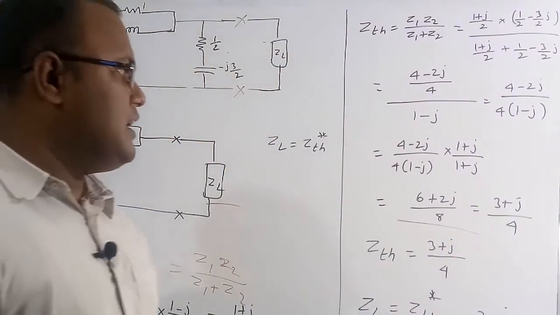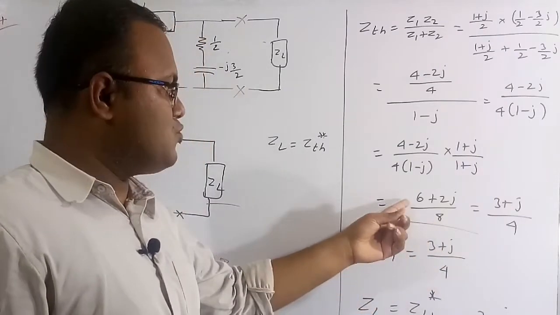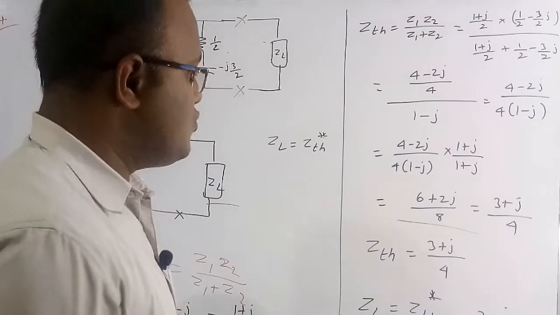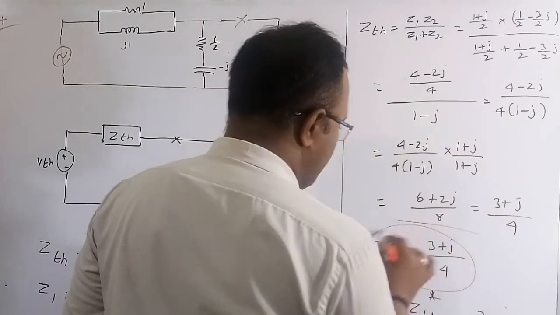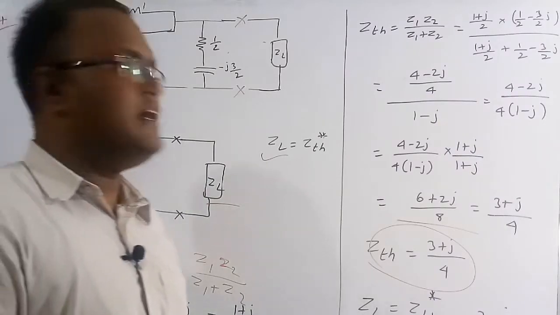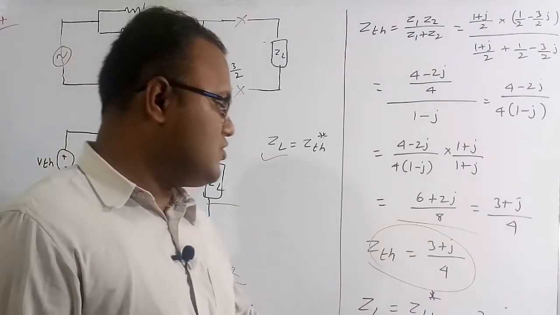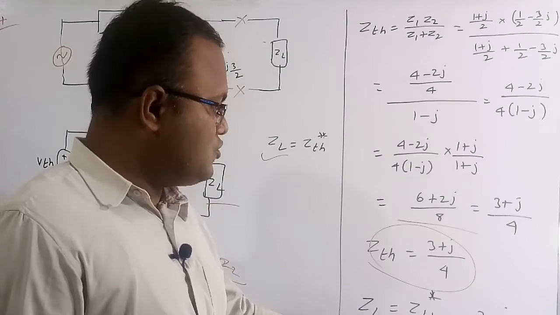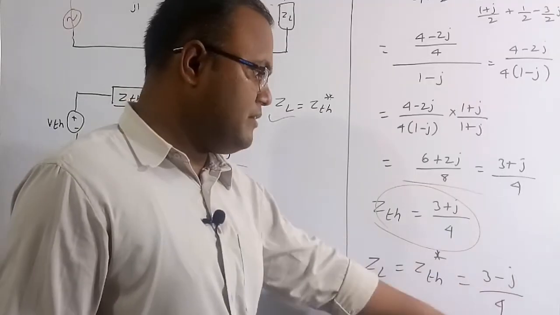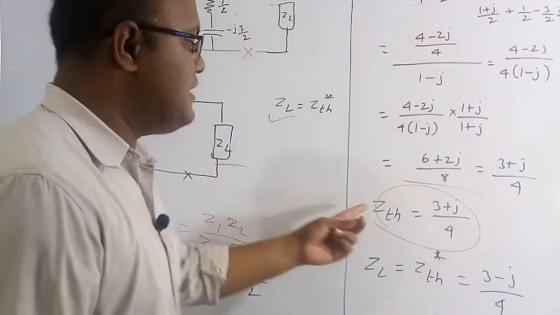Now I am going to take 2 as common: 2 threes, 2 ones, 2 fours. So 3 plus J by 4. This is the value of ZTH, but we need to find the value of ZL. ZL is nothing but the complex conjugate of ZTH. If you have plus J, you have to replace it by minus J. That's it: 3 minus J by 4. This is the complex conjugate of ZTH.